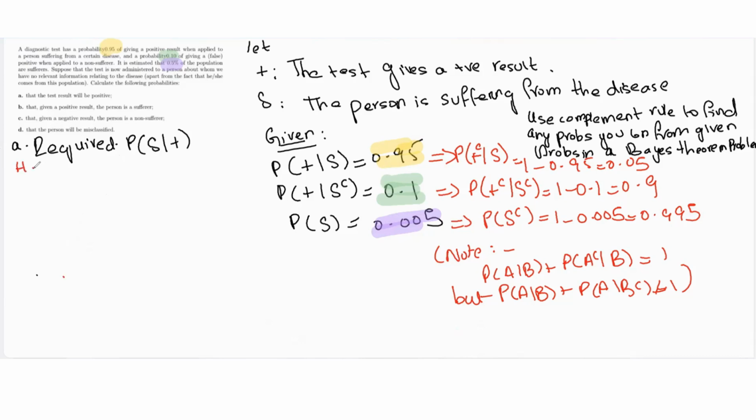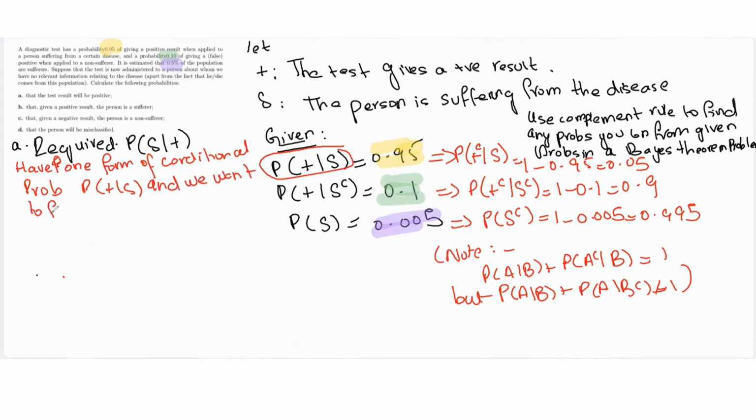So we have one form of conditional probability given to us here, which is the probability of positive given S. And we want to find its exact opposite, probability of S given positive. So use Bayes rule. And what is Bayes rule?